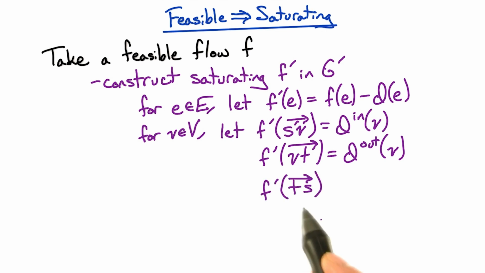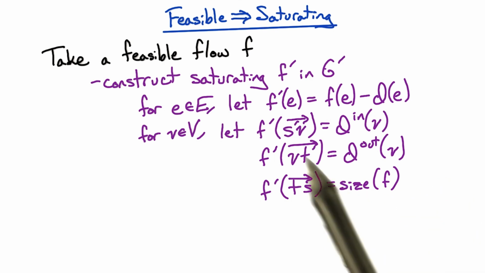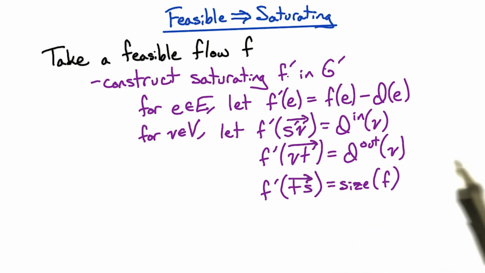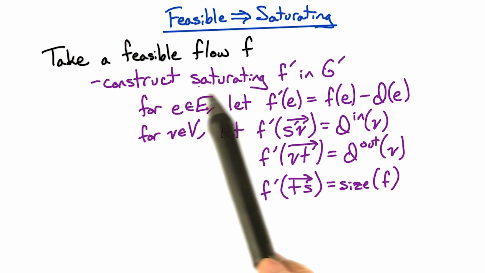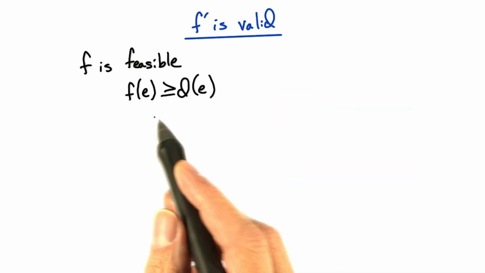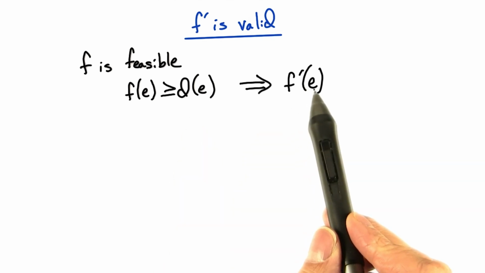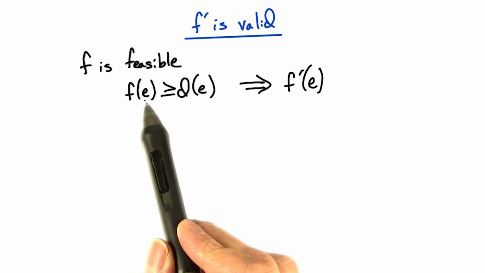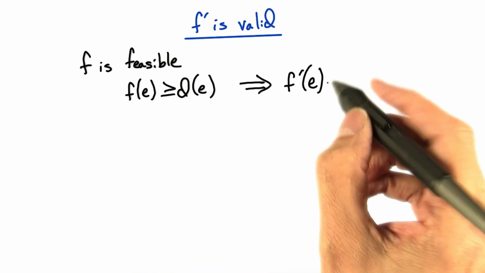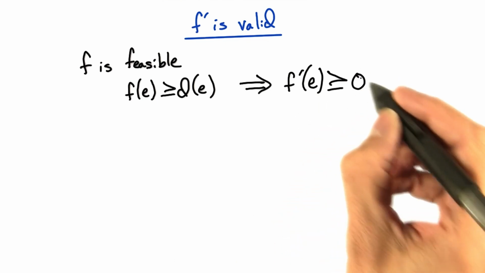We have this edge from T to S, which had infinite capacity. We want to set the flow along this edge to be equal to the size of this flow F. That defines the flow F prime. Now we have to check that F prime is valid and it's a saturating flow. Now we know that F is feasible. What does that mean? That means that the flow along this edge E is at least its demand. Now F prime along this edge E is defined to be F along this edge minus the demand. So since this is true, we have that the flow F prime along this edge is at least 0.